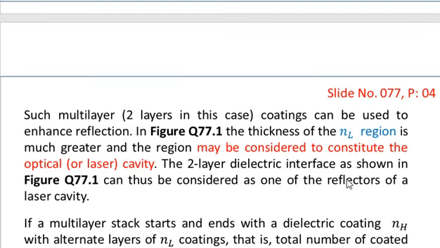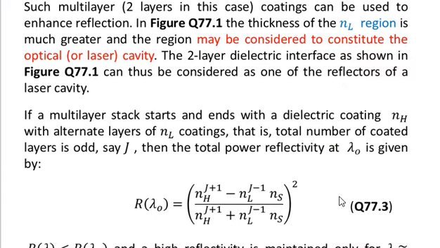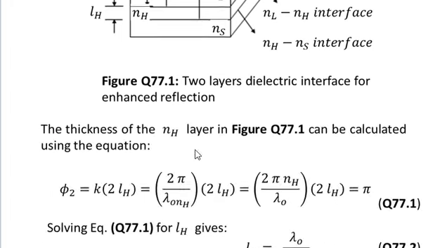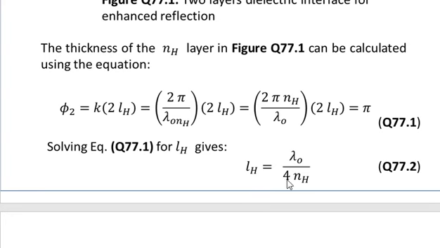So the 2-layer dielectric interface as shown in figure 77.1 can thus be considered as one of the reflectors of the laser cavity. That's why we have not imposed any limit on NL. In our analysis there should be no limit on NL, because NL could be of any length, because we want phi 1 to be equal to pi and phi 2 equal to pi, and that has been achieved using the LH length equal to lambda naught over 4 NH as given in equation number 2. So you see that this length does not involve any calculation involving the refractive index NL or the length of the region of the NL material.